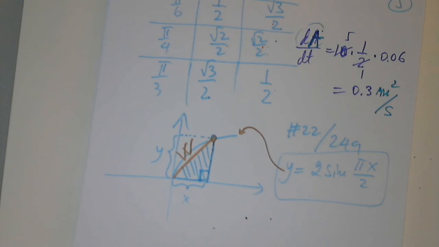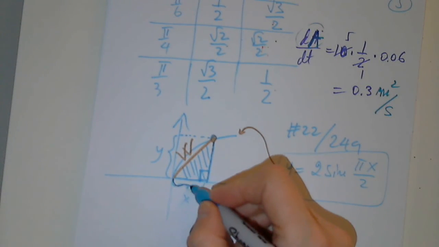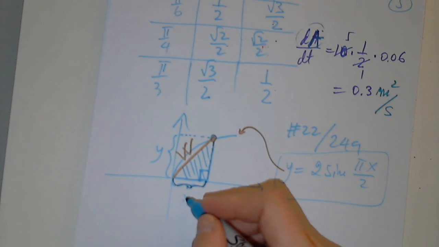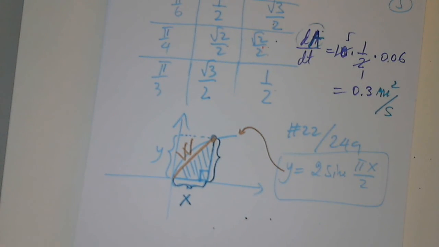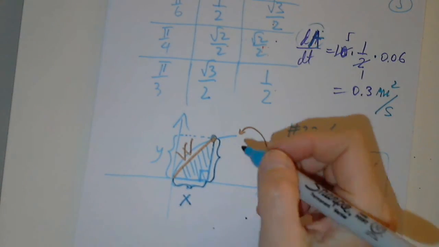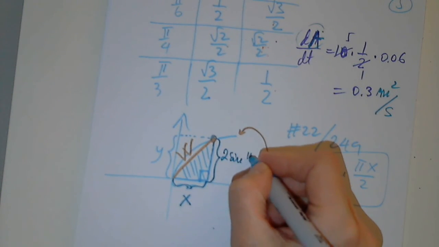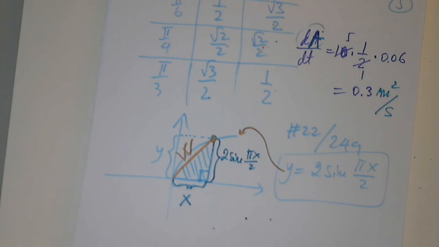Okay, so can anyone say anything about this? No, you can't. It's just x. But what about this? Can anyone give us that? What is it exactly? Would it just be that equation there? Of course, exactly. So this is 2 sine pi x over 2. If x is x, the y coordinate must be f of x.